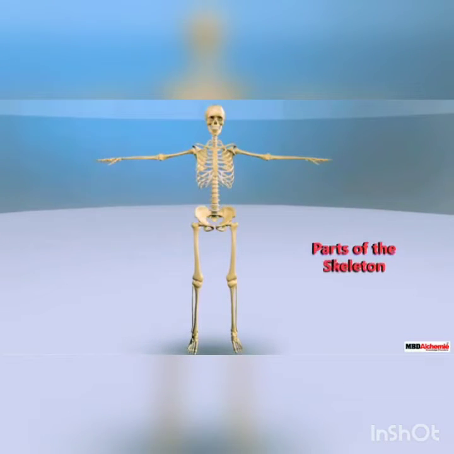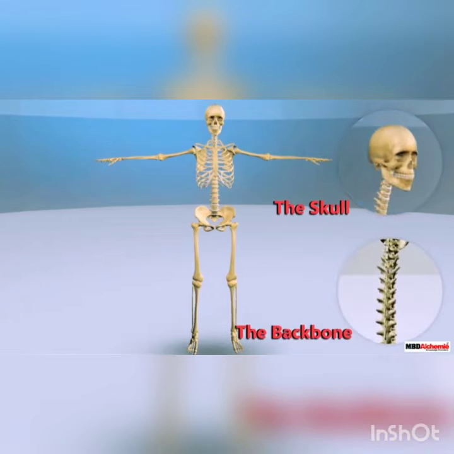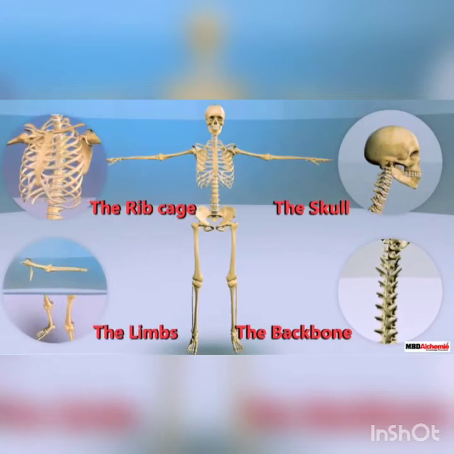The skeleton comprises four main parts: the skull, backbone, rib cage, and the limbs.